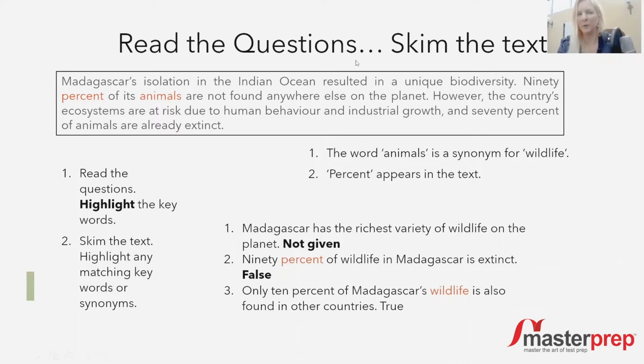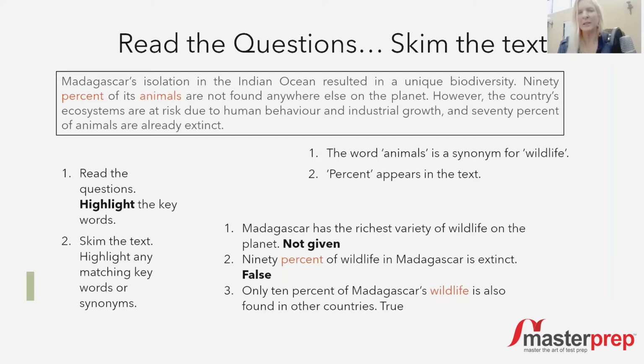Immediately you see that percent appears in both number 2 and in the text. Also, we see that the word wildlife, which is a synonym for animals, appears in question number 3 and in the text. So use your highlighter pen if it's a paper-based test to quickly highlight or circle the words that you see in both the question and the text.